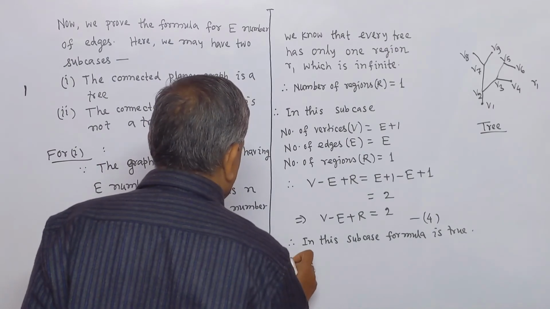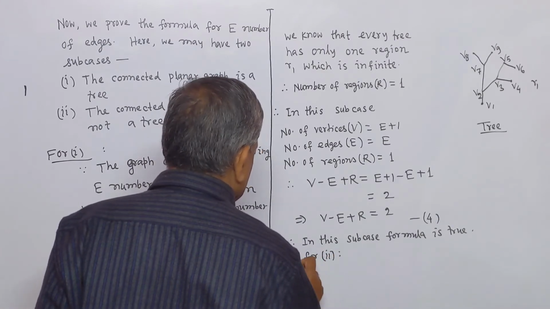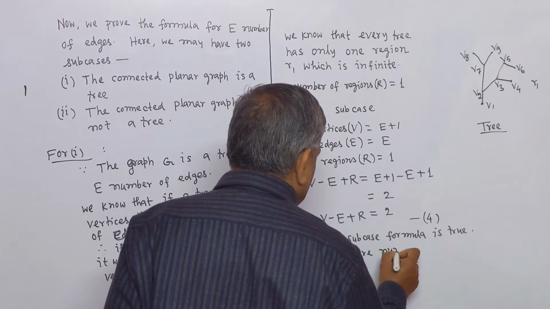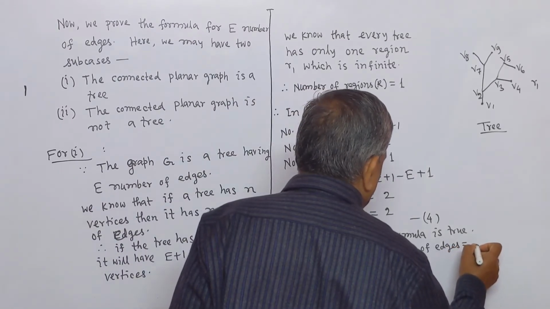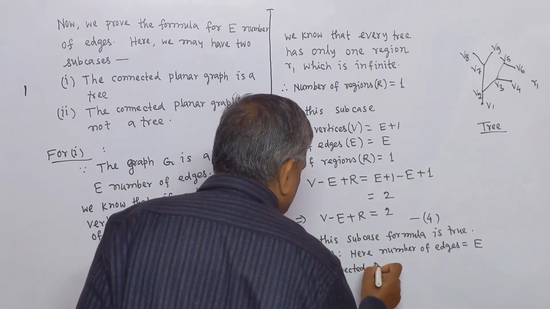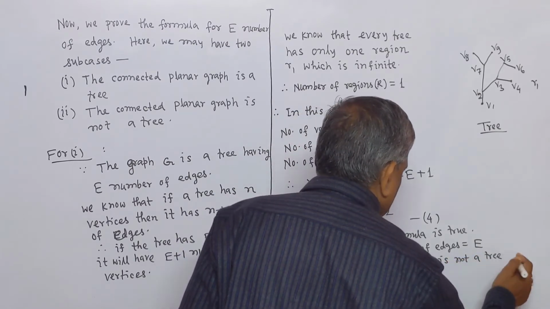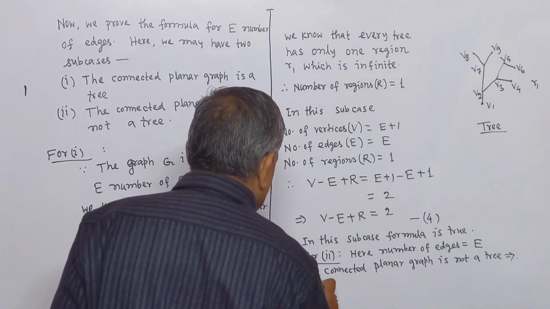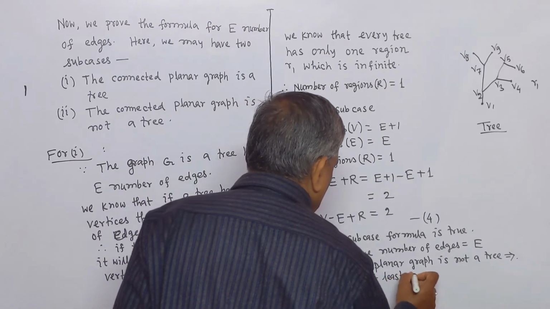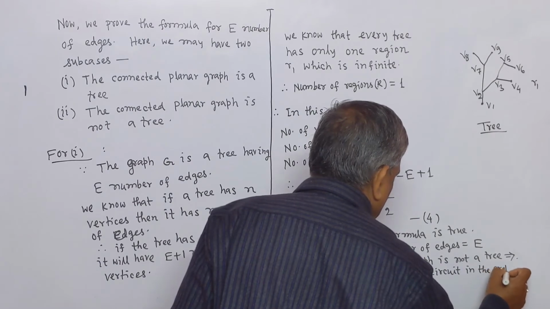Now, for subcase 2, here the number of edges is equal to E. The connected planar graph is not a tree, implies that there exists at least one circuit in the graph G.